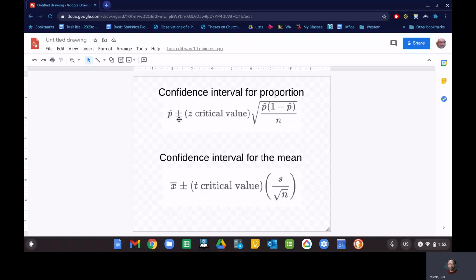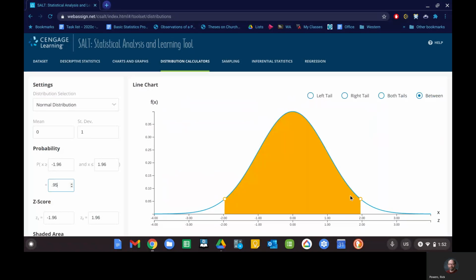So I find my number for my sample, and then I'm going to add, and I'm also going to subtract. That's going to give me the two ends of my interval. And in this case, that critical value would be 1.96. Now, I don't have to know this in order to use SALT for my confidence interval, because SALT already can figure that out. So let me show you how that works.